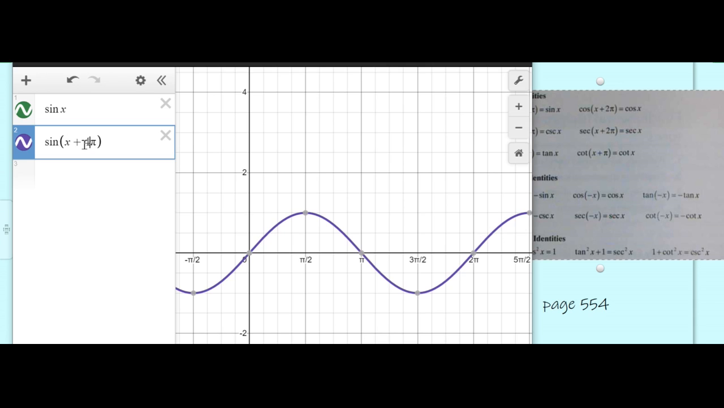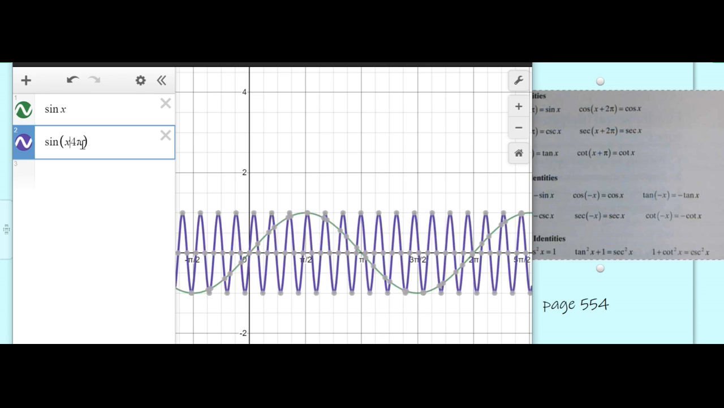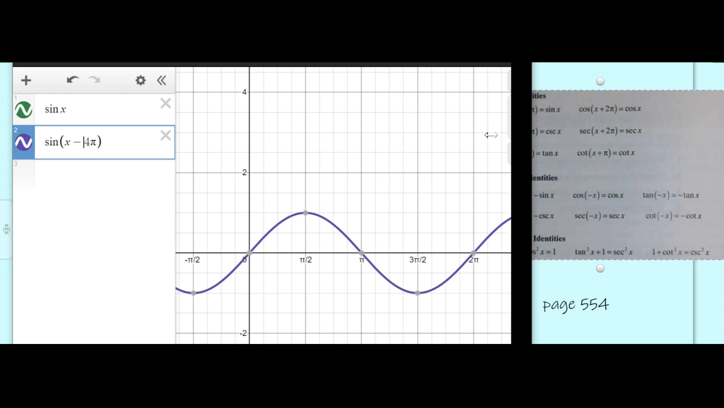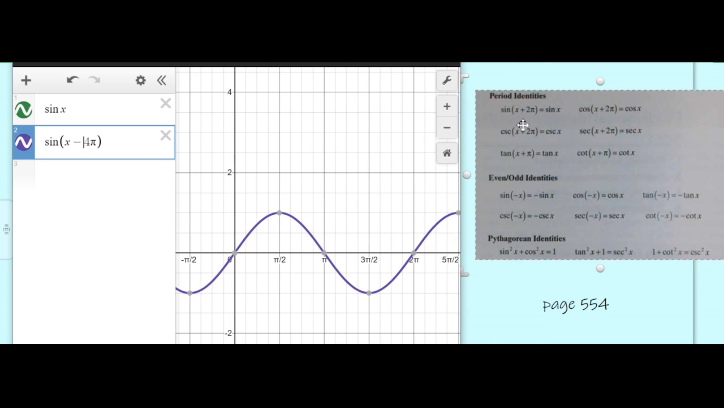In fact, sine of x minus 4 pi would be the same thing. This is a period shift, but it just shifts it to the next period. It's like you're cutting fabric and you're looking at one pattern versus another pattern, or trying to put up wallpaper where the pattern repeats. So here I have period identities, meaning sine has a period of 2 pi.